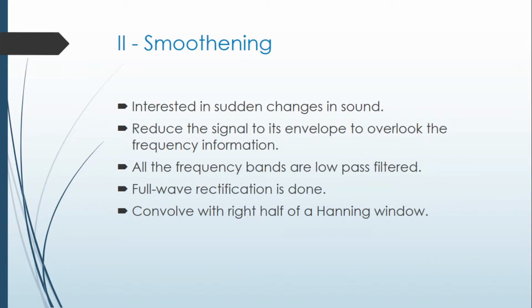Since we're interested in recognizing beats in an audio track, the main idea is to identify segments of the audio track where there's a sudden change in amplitude of sound. In order to do this, we first have to reduce the signal to its envelope so that we retain just the important information that we're looking for. We use low pass filtering, that is, full wave rectification is done first on the signal, and then it is convolved with the right half of a Hanning window, or a half Hanning window. This would then give us a smoothened envelope signal.